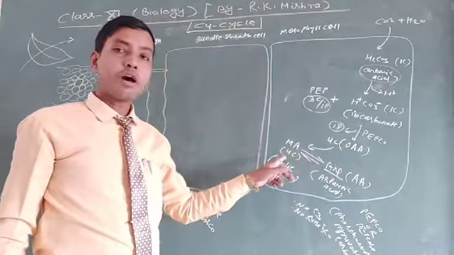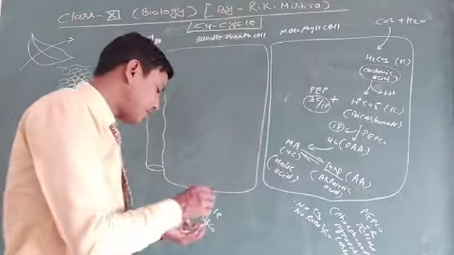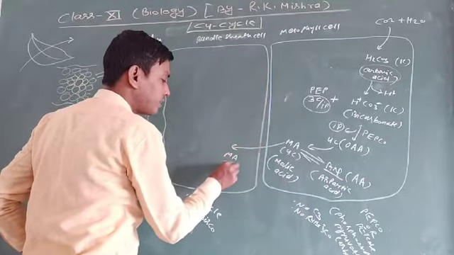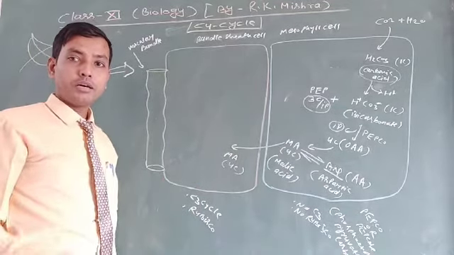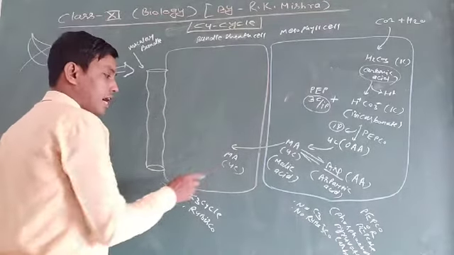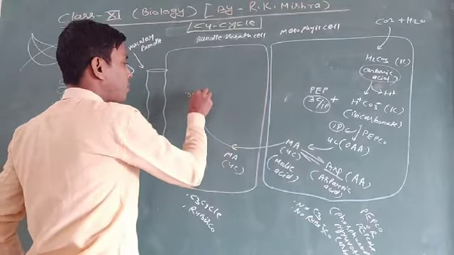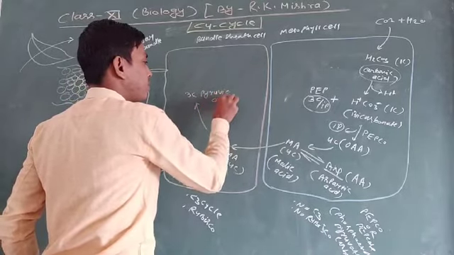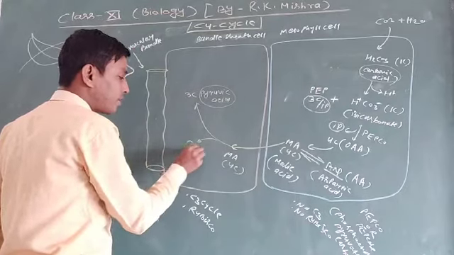Oxaloacetic acid forms malic acid, also a 4 carbon compound, and then that malic acid reaches into the bundle sheath cell. For what purpose? Because of the C3 cycle. This 4 carbon compound malic acid forms a 3 carbon compound pyruvic acid and releases 1 carbon dioxide.